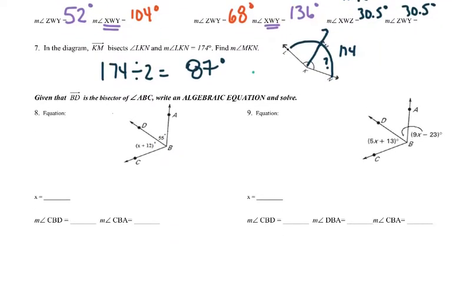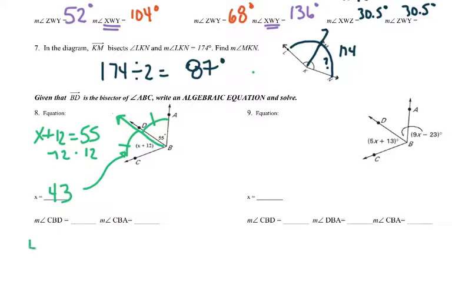Now we're going to move on to equations, right? And we've done this before, where we have two equal parts, right? If BD is the bisector, those two mini angles will be equal. X plus 12 is equal to 55. So if I solve that, I'm going to get X equals 43. And then I'm going to plug that 43 back in. So 43 plus 12 here is 55. And then CBA, though, I got to be careful, that's the whole angle. So 55 plus 55 is 110 for that one.